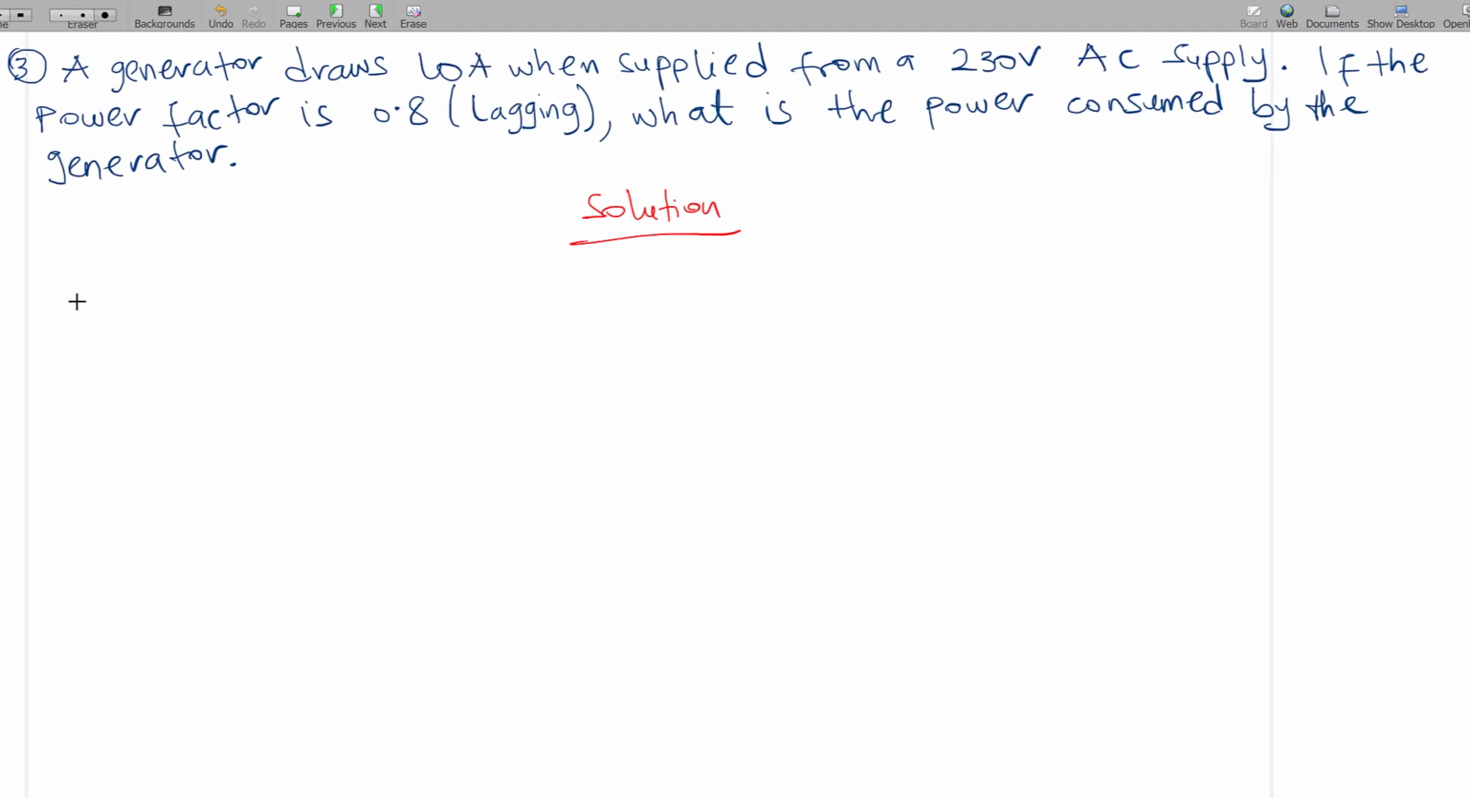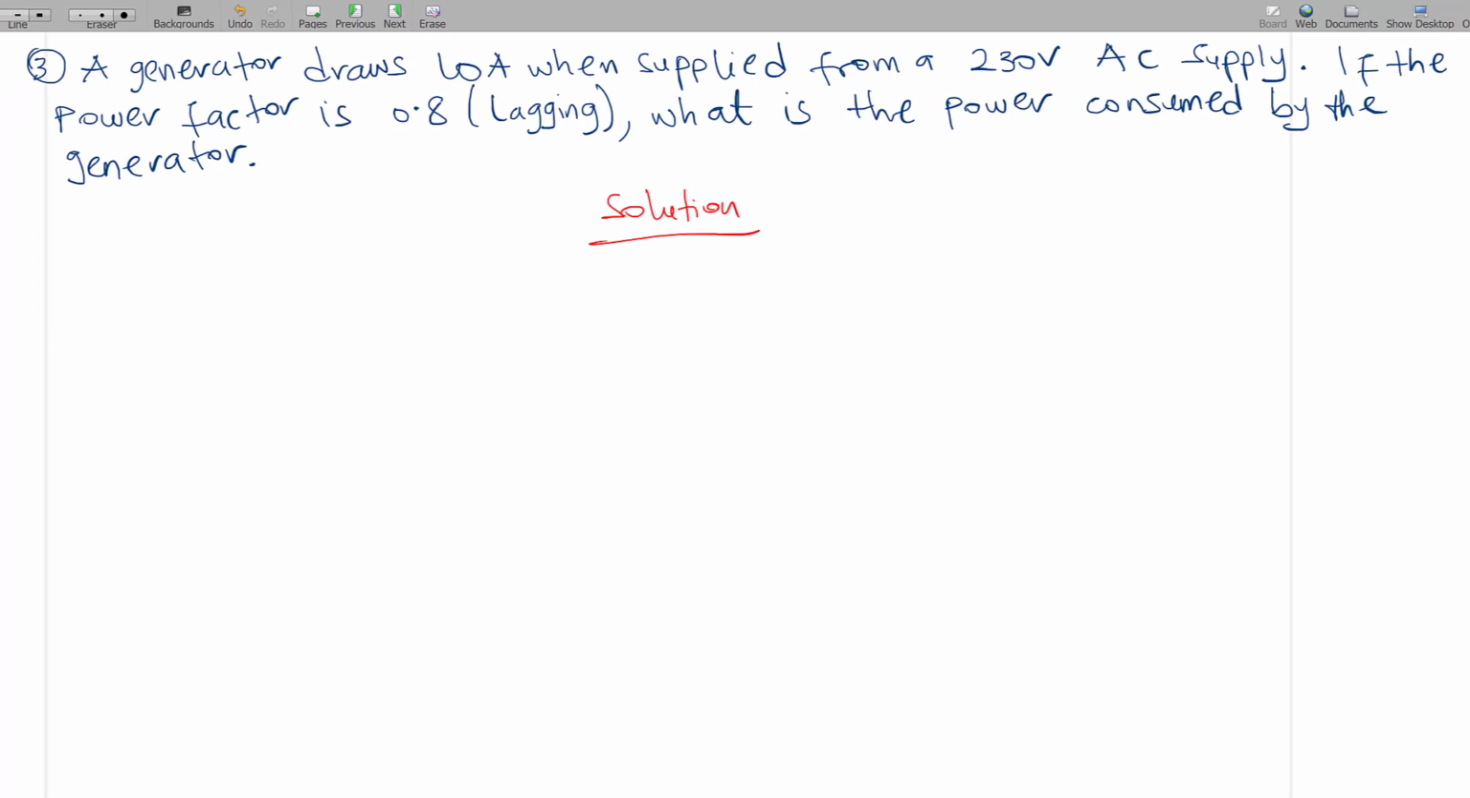Our last example says a generator draws 10 ampere when supplied from a 230 volts AC supply. If the power factor is 0.8 lagging, so power factor is equal to 0.8 lagging, what is the power consumed by the generator?